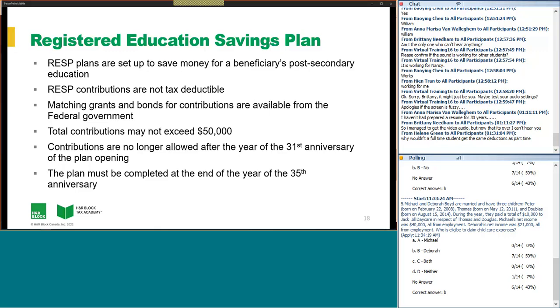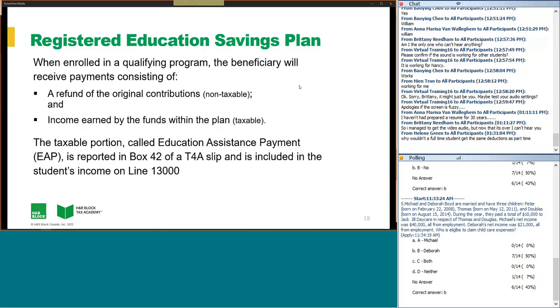Okay, they put that limit so that you can't just continue funding RESPs as a way of putting money and letting it grow in an unregistered investment, because when it grows, you're not going to pay tax on it until you take it out. Okay, so it is limited to what you can do. There are matching grants and bonds. There's information in the book about that. We're going to go very briefly through that. Okay, what happens when you take it out?